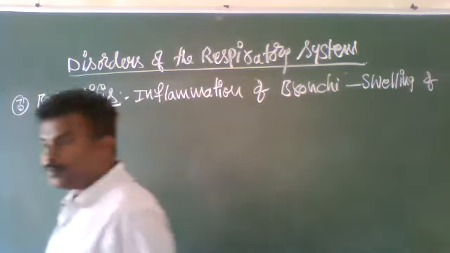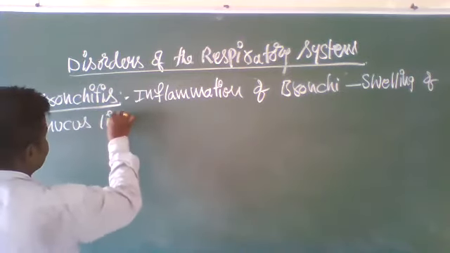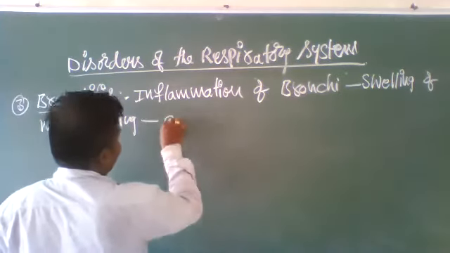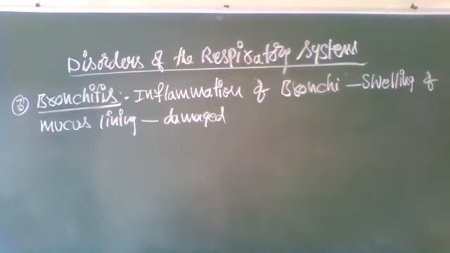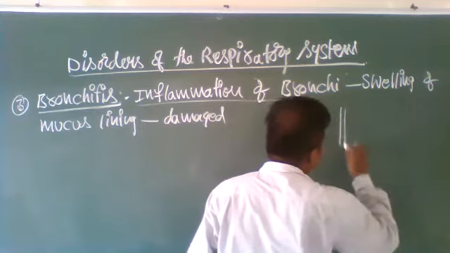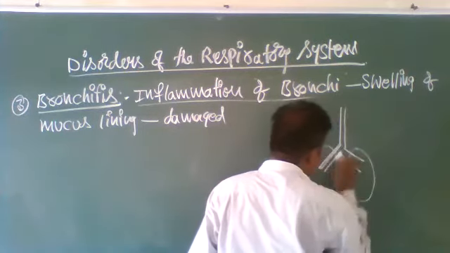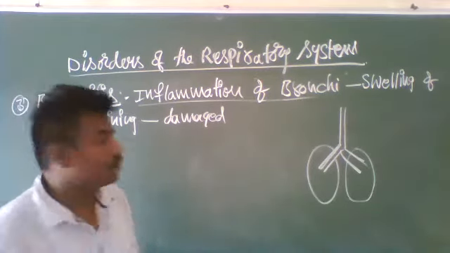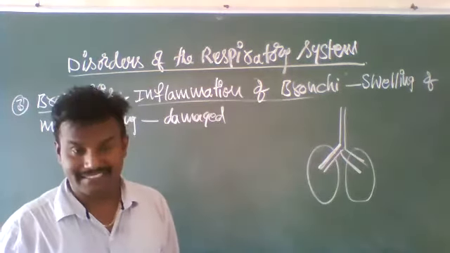Inflammation of bronchi, resulting in swelling of mucous lining, and it is damaged. See, bronchitis, inflammation of bronchi. We have already seen this many times. This is bronchi. This bronchi gets inflammation. Inflammation means what? Severe pain and redness.